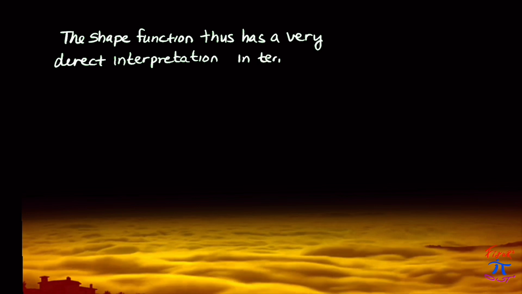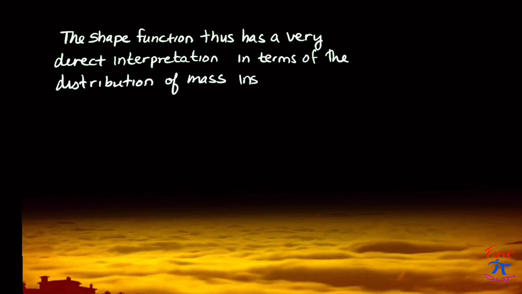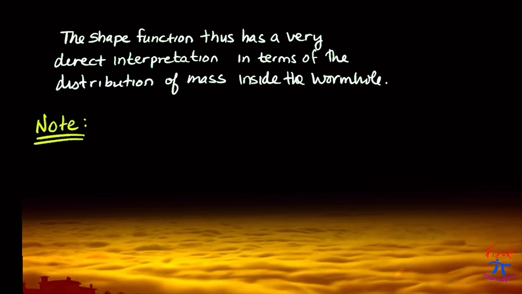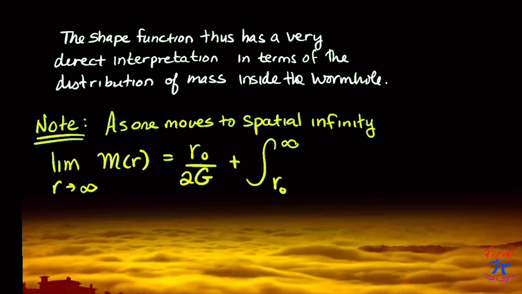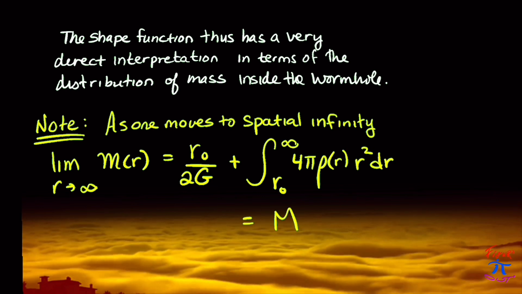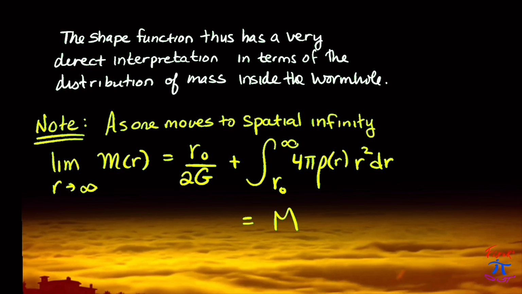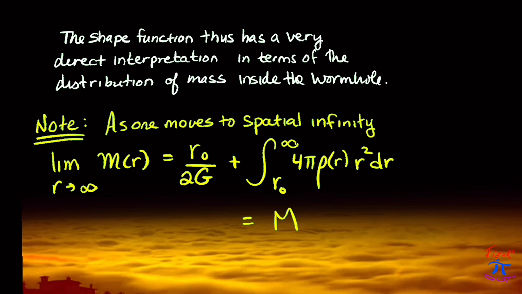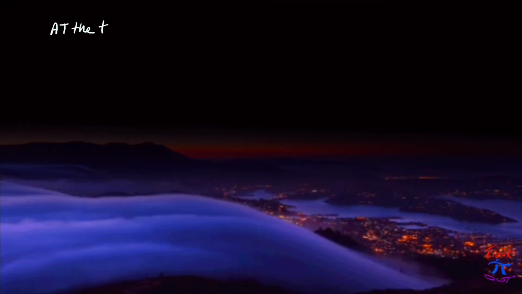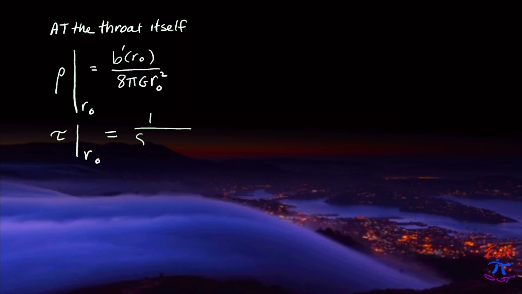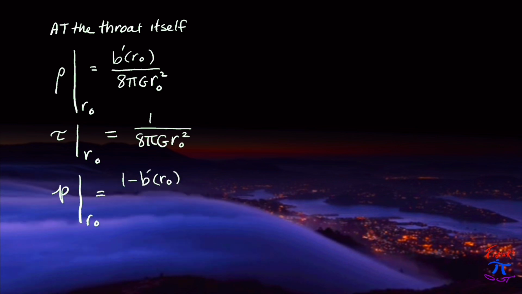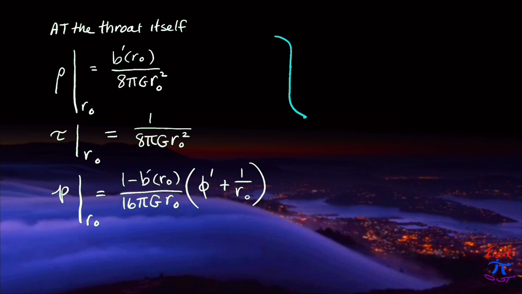The shape function thus has a very direct interpretation in terms of the distribution of mass inside the wormhole. And as one moves to spatial infinity, that is letting r go to infinity, this mass function obtains the value of capital M, the total mass of the wormhole. At the throat itself, the energy density is given by this expression, the new radial component tau, and the pressure p.